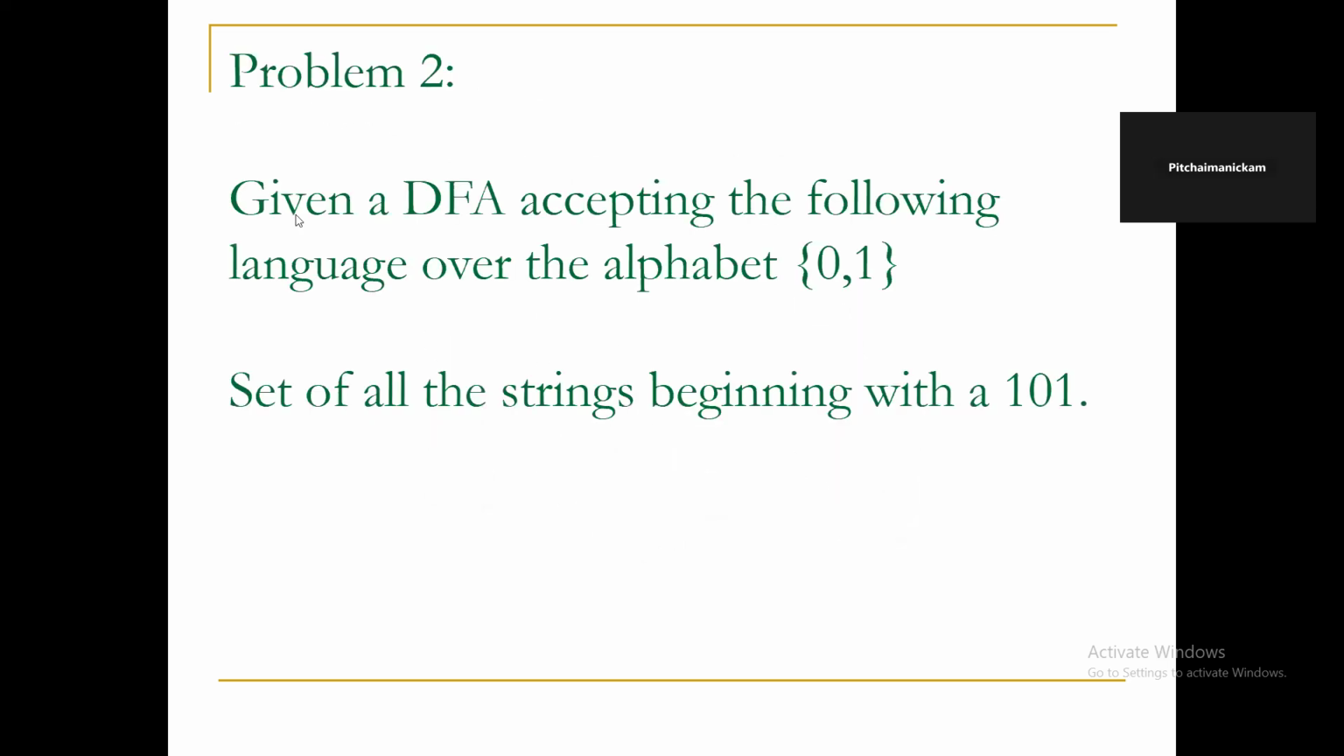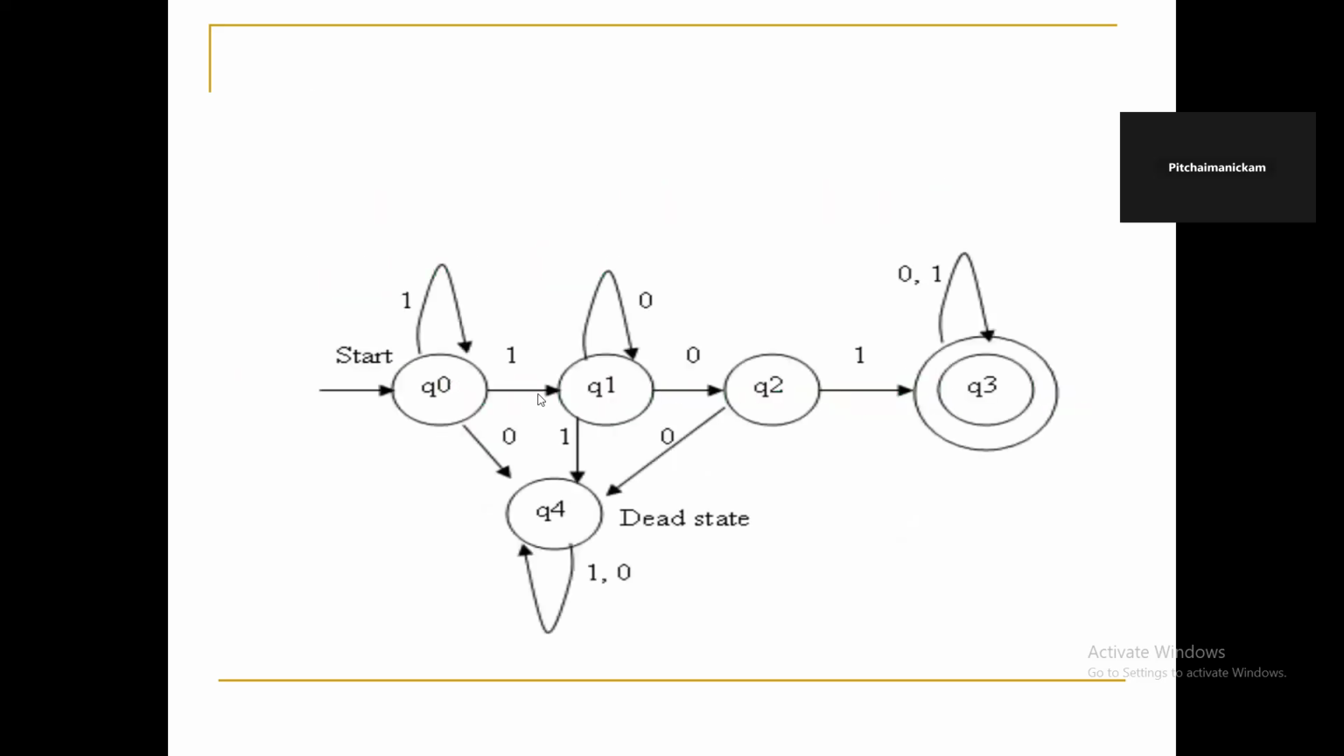Another one: given a DFA accepting the following language over the alphabet {0, 1}, the set of all strings that begin with 101. How will you take that? It is 101. Once it reaches the destination, the accepting state, the string is accepted. If it does not reach it, you can move to a dead state also.